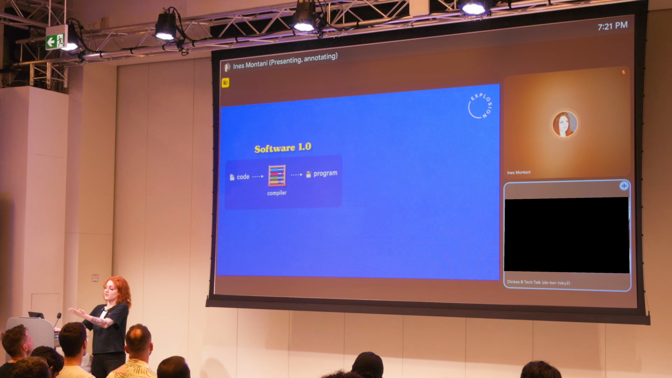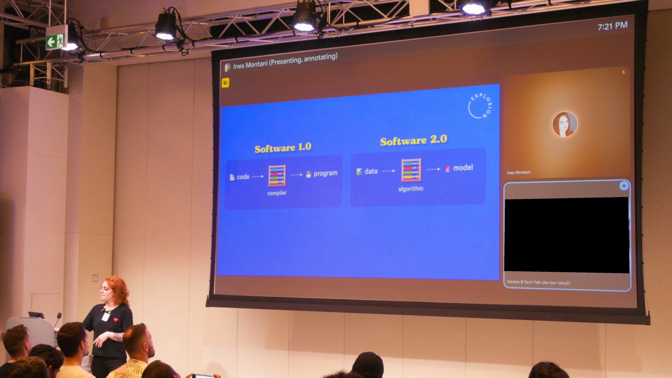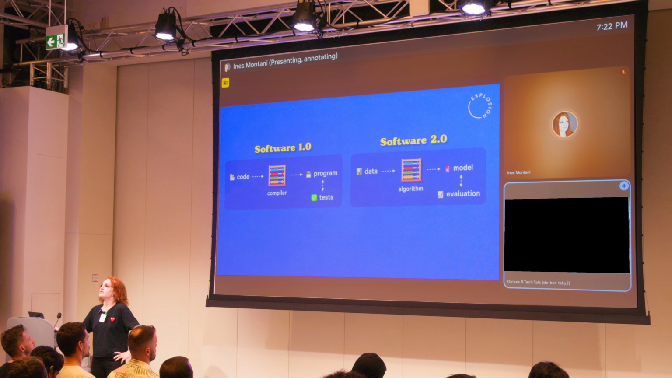Because in traditional software development, we have code that goes through a compiler, out comes a program. And in software 2.0, which is working with machine learning, we have data that goes through an algorithm, and out comes a model. And if we want to see how we're doing, we have tests, or we have an evaluation.